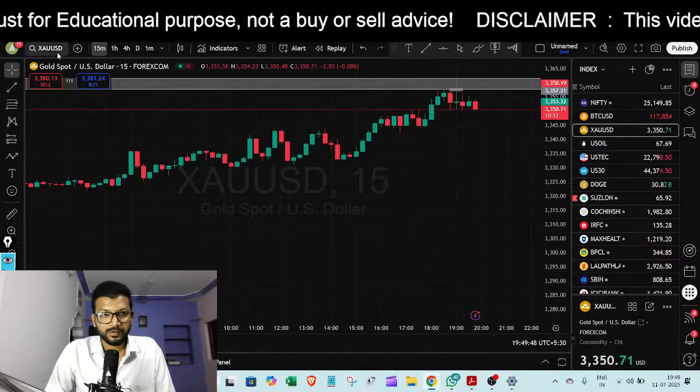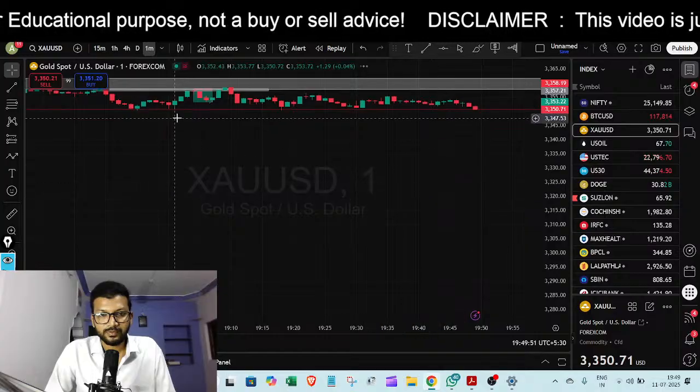So gold started moving downside from this resistance level.